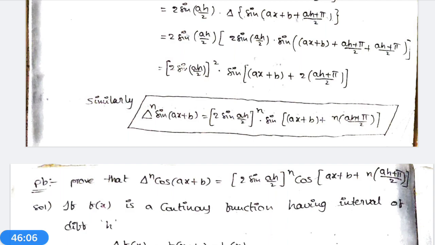This is the result. So, you can practice delta power n cos(ax+b) as your exercise, which is equal to (2 sin(ah/2)) whole power n into cos(ax+b+n times (ah+pi)/2).